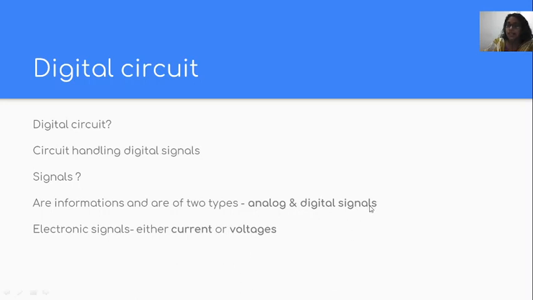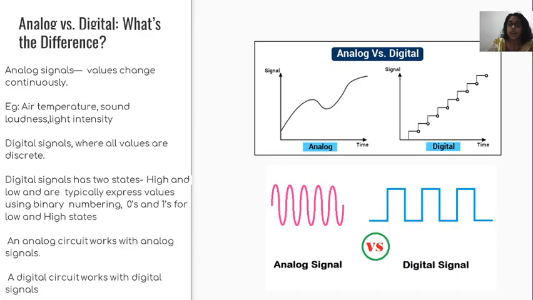By the way, while we talk about signals, electronic signals are specifically intended, and they are either currents or voltages. So we are talking about digital circuits. They are dealing with digital signals, and these signals are either currents or voltages. Signals can be of two types, analog and digital. Let's see the details of analog and digital signals. Actually, what's the difference?